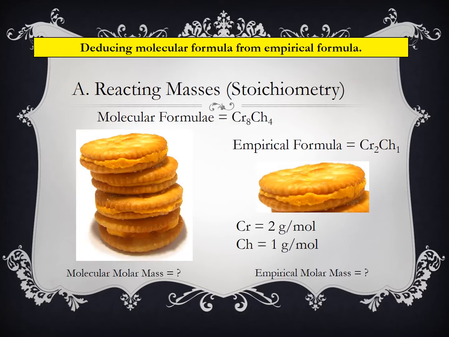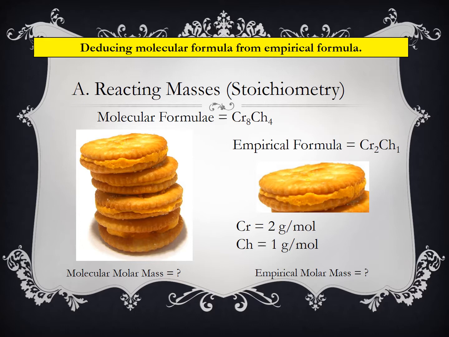Alright, so how do we find the molecular formula from the empirical? In most cases, the empirical is the lowest reduced formula, and sometimes the molecular is the empirical, but basically it's a ratio. So for example, we have 4 cheese cracker sandwiches. That means it consists of 8 crackers and 4 cheese middles. The empirical of that would be 2 crackers and 1 cheese middle.